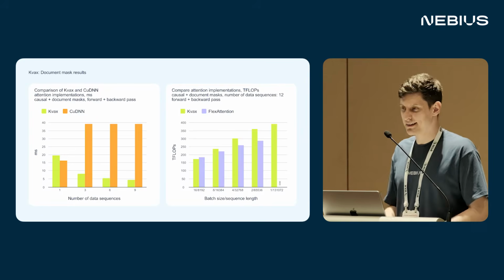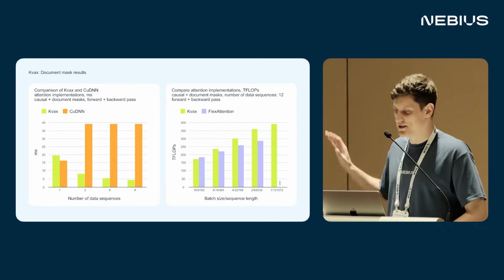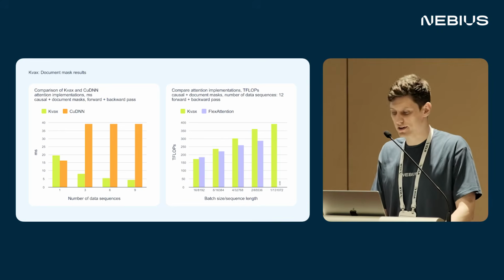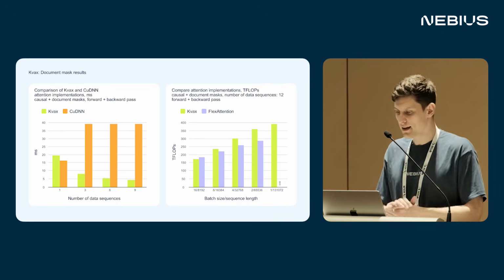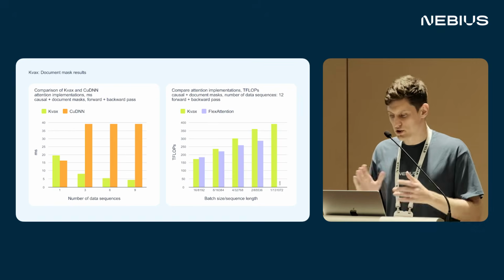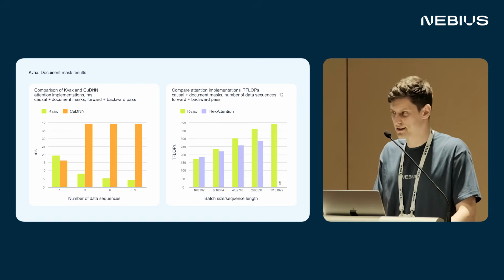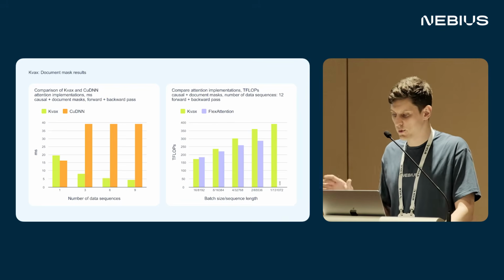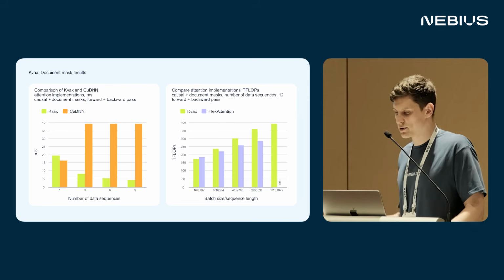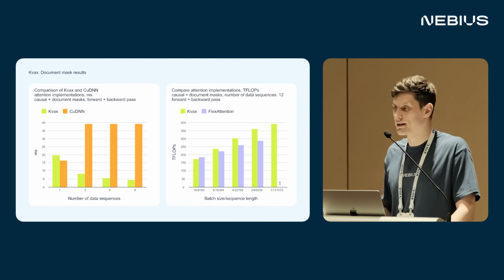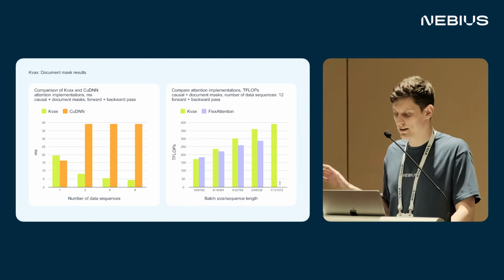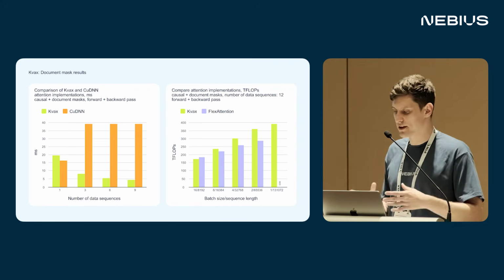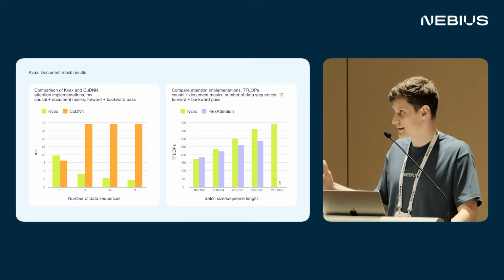All right, and let's move to some results. All our benchmarking has been performed on H100 GPUs. And this slide shows that Kvax works faster than different attention implementations when the document mask is involved. If you compare Kvax to built-in JAX cuDNN attention and PyTorch FlashAttention, in both forward and backward passes, you can see that Kvax comes out ahead.